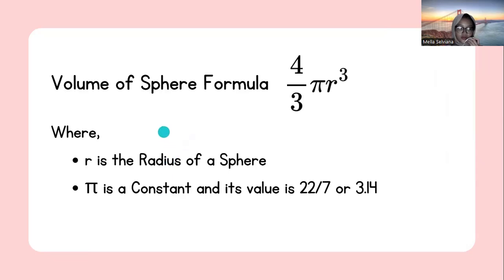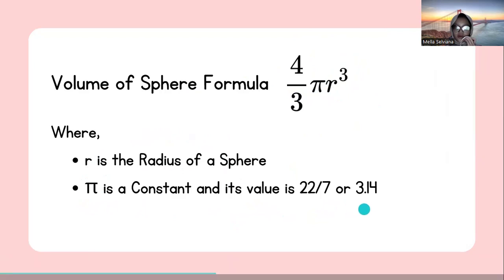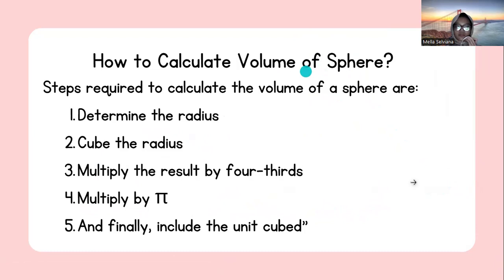Okay, next, to calculate the volume we use this formula: 4 over 3 times pi times r cubed, where r is the radius of the sphere and pi is a constant, and its value is 22 over 7 or 3.14. To calculate the volume of any sphere, we follow these steps.